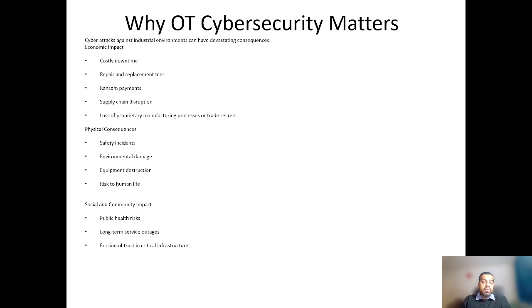Then the physical consequences: you have safety incidents, environmental damage, equipment destruction, and risk to human life. Those are some of the physical consequences. And social and community impact also, public health risk, long-term service outages. So those are some of the devastating consequences when it comes to OT cybersecurity attacks.